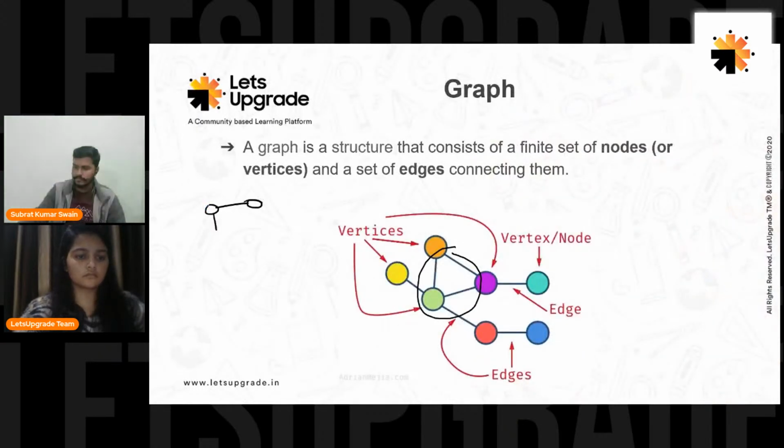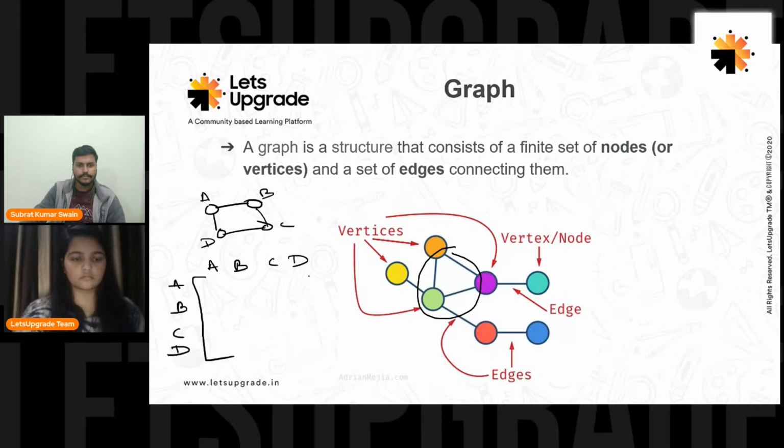Yeah, if we have this graph, let me name the nodes A, B, C, and D. So your adjacency matrix would be like this: A, B, C, D along the rows and A, B, C, and D along the columns. Okay, A to A is 0. A to B, yes, there is a direct edge, so 1.